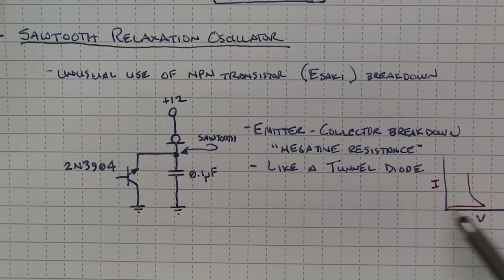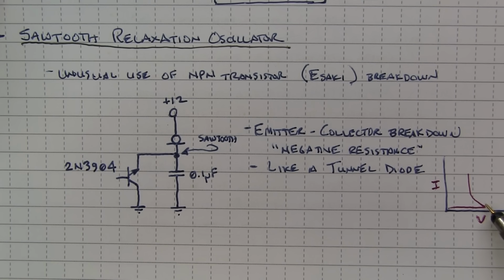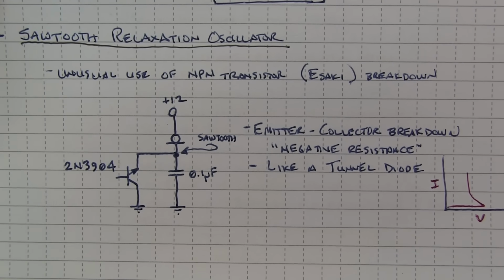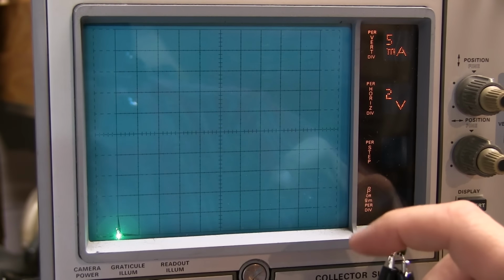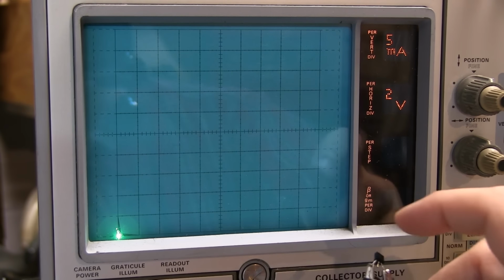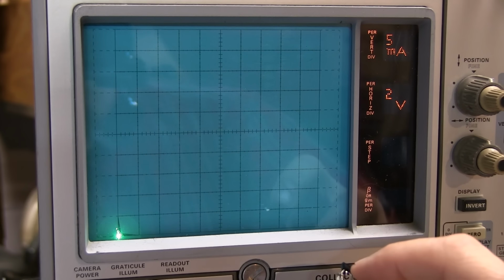So let's first take a quick look at this breakdown characteristic on the curve tracer, and then we'll take a look at the circuit. I've got a 2N3904 hooked up with the positive of the sweep going to the emitter, the base open, and the collector going to ground.